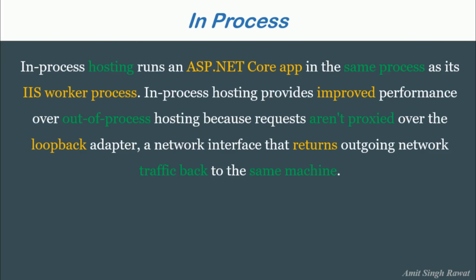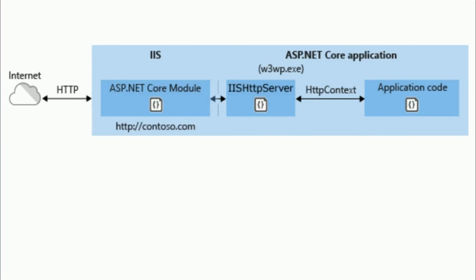Let's read the definition first. As per Microsoft, in-process hosting runs an ASP.NET Core app in the same process as its IIS worker process. In-process hosting provides improved performance over out-of-process hosting because requests aren't proxied over the loopback adapter, a network interface that returns outgoing network traffic back to the same machine. And this is the diagram from Microsoft. Let's see the request flow.